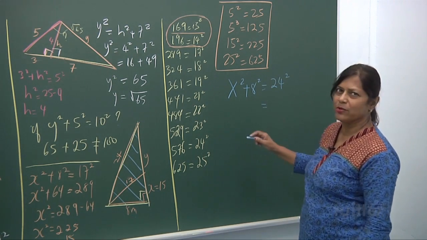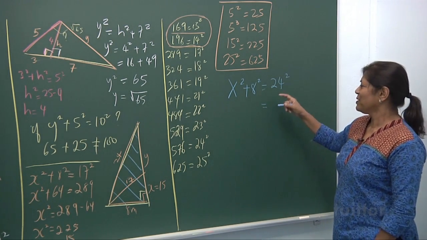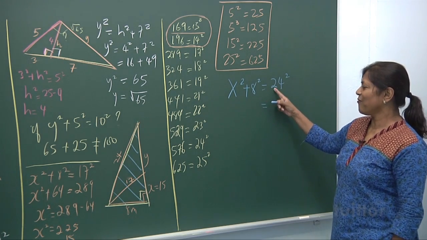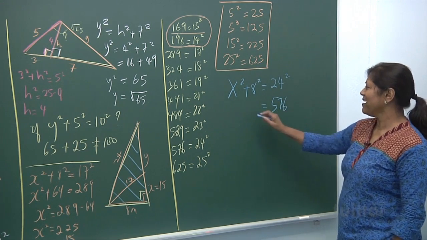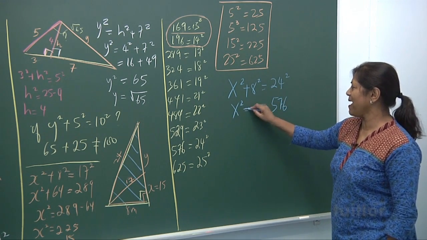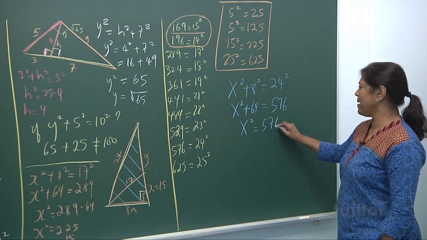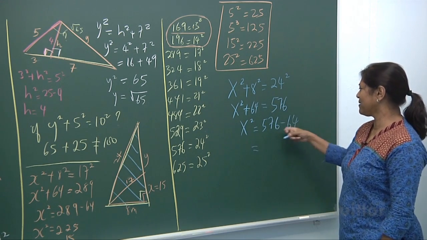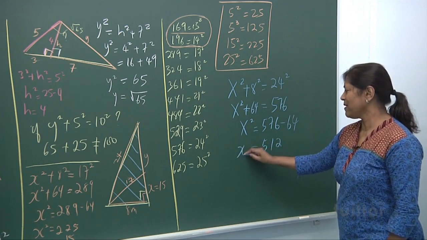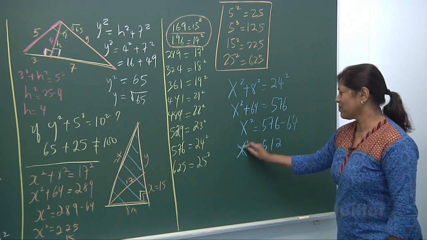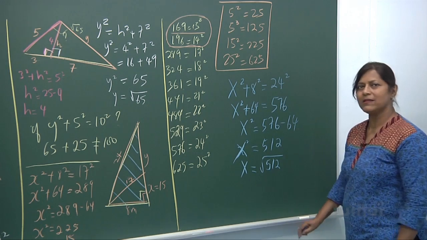And 24 squared, you could get in your calculator for the moment, but I truly advise you to know your tables. 24 is near 25. It's 576. And this x squared plus 64, bring the 64 over, you get a minus 64. 576 minus 64 is 512. That's your x squared. And your x will be the square root of 512.